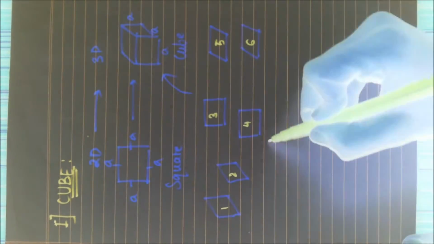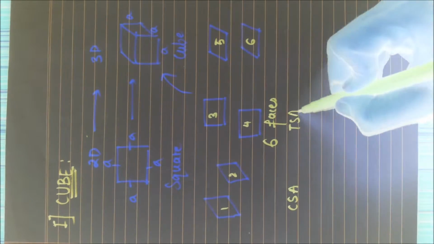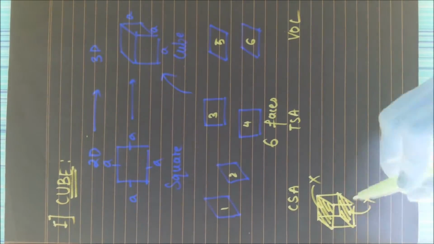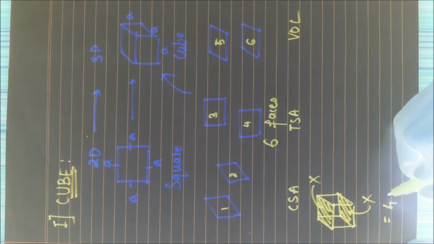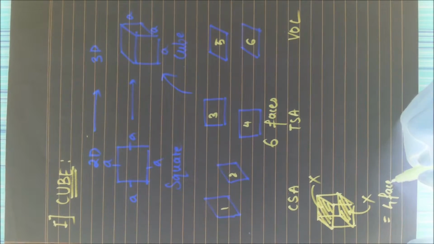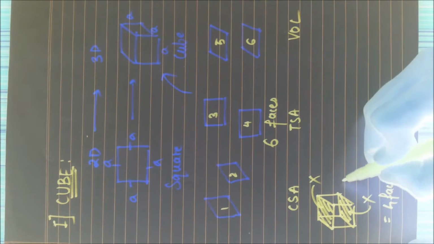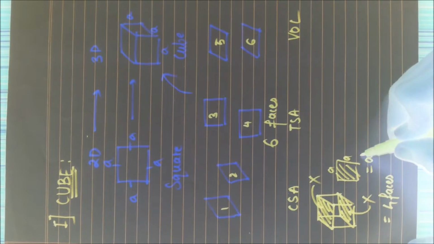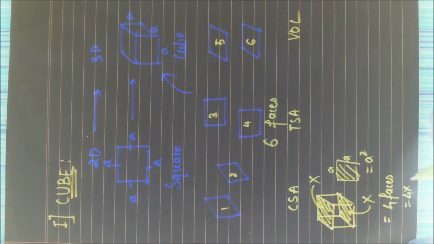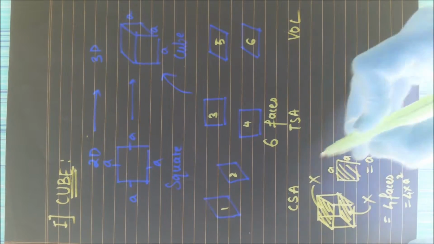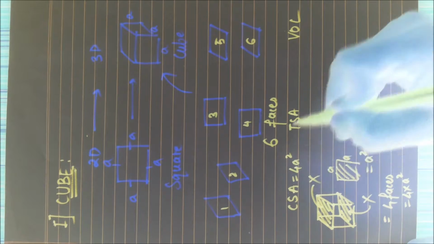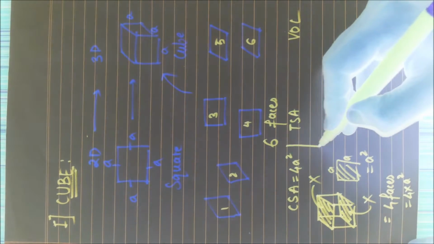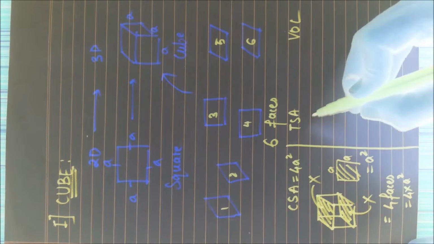Now CSA of a cube will have 4 faces, 2 side faces and 2 front faces. We will not consider the top and the bottom one. So the area of each face will be equal to the area of a square, as each side is a square, and the area of a square is side square, that is side into side. So the area of 4 such faces is equal to 4 into side square, that is area of face 1 plus face 2 plus face 3 plus face 4. So the lateral surface area or curved surface area of a cube is 4 into side square.